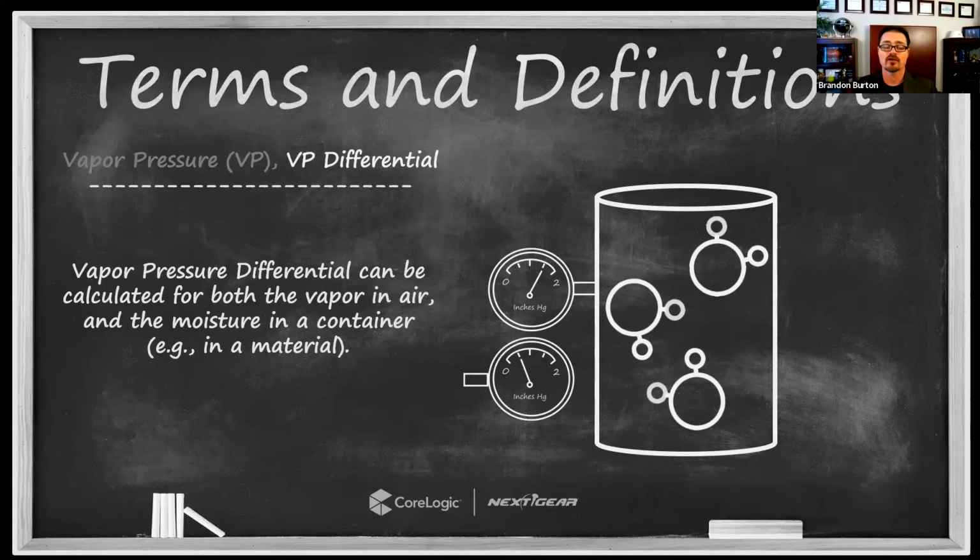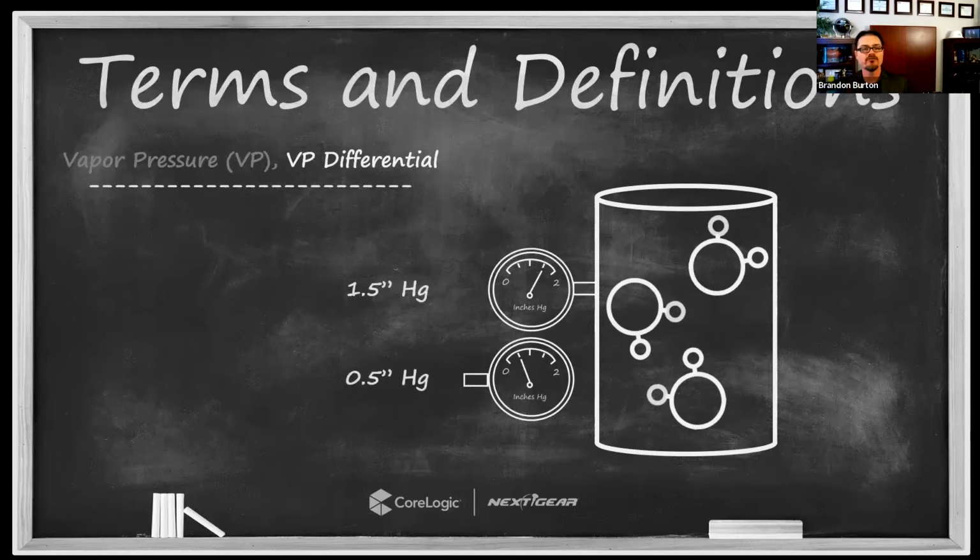Let's take a look at it as a concept, and then we're going to make it practical in just a second. So if this is getting a little deep and a little technical, don't worry, we're about to make it practical. If we understand the difference between the pressure associated with the water in a material and the pressure associated with the air in contact with that material, we can determine which direction this water is going to move.